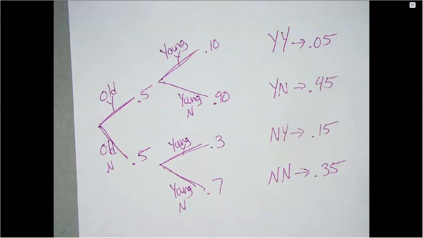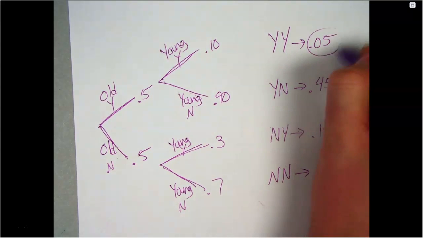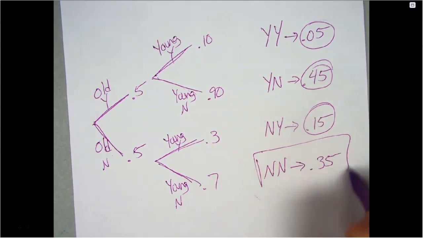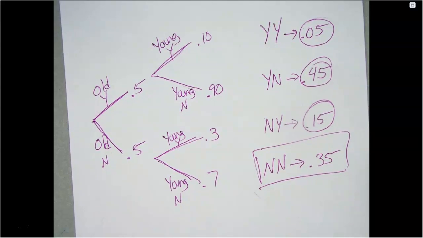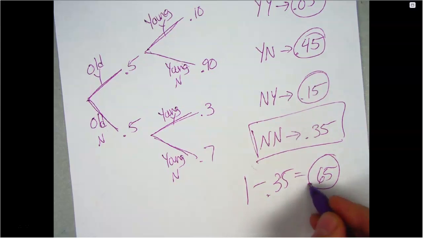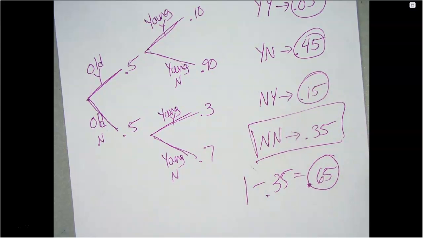But then what's the probability at least one survives? So you can add up those three numbers. Or this means nobody survives. So what could you do with that number? Do 1 minus 0.35 and your answer is going to be 0.65. How many have 0.65? Nice. Questions on that?